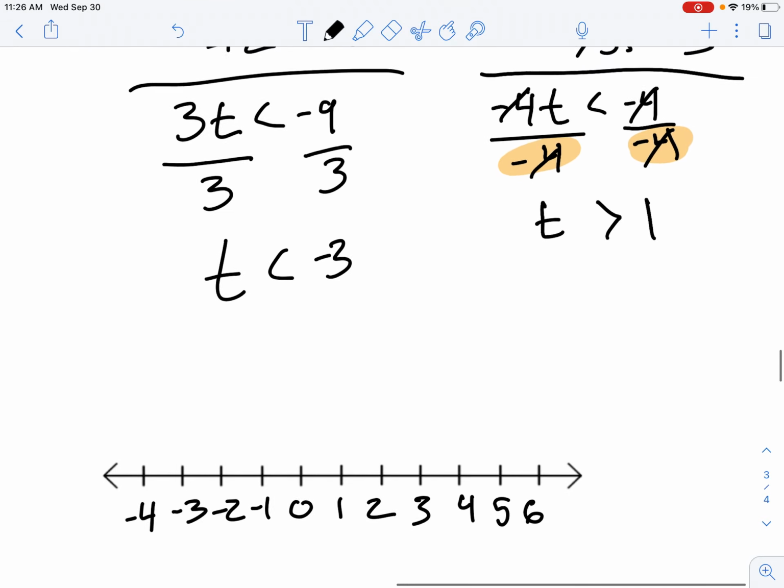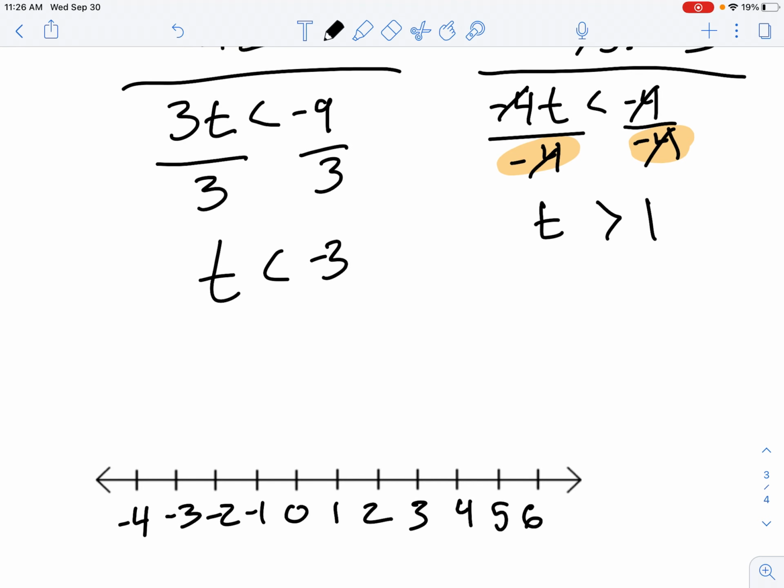So now if I come down to graph it, 1 is going to be an open circle. Negative 3 is also going to be an open circle. And since this is an OR problem, I don't even really need to look at them. I know that they're going to be pointing out.